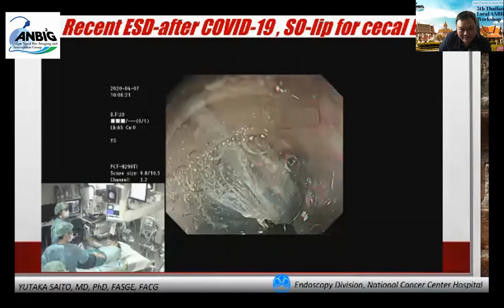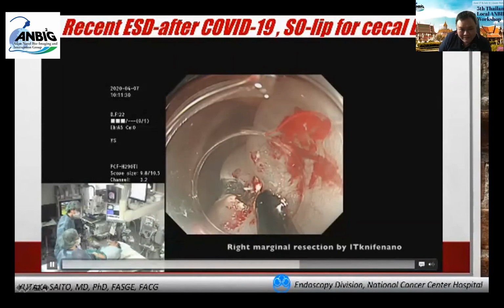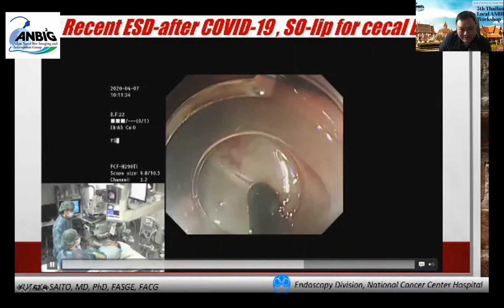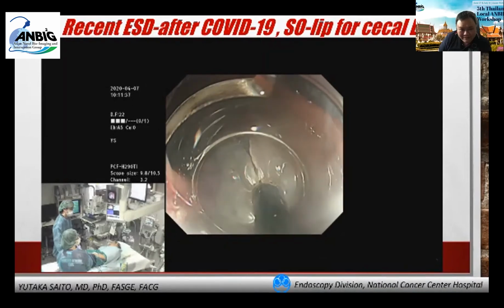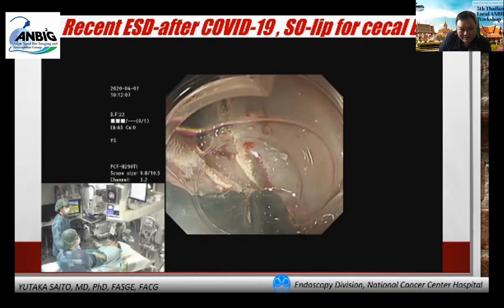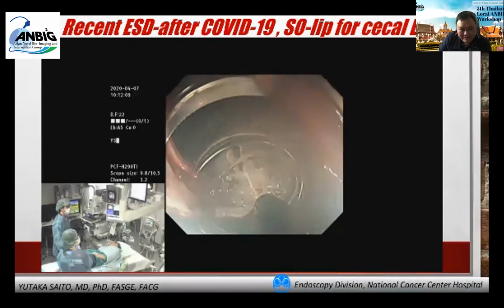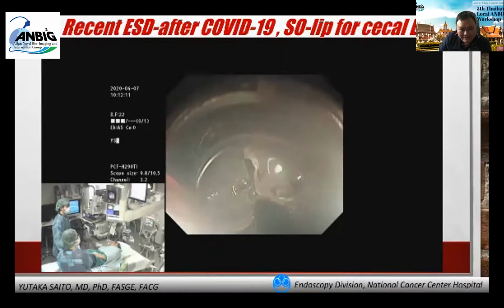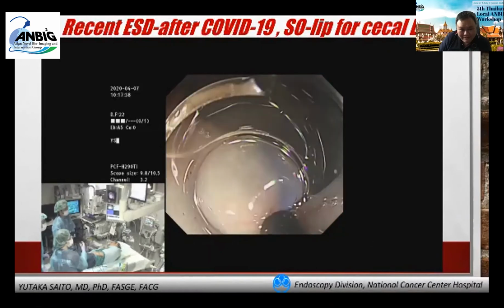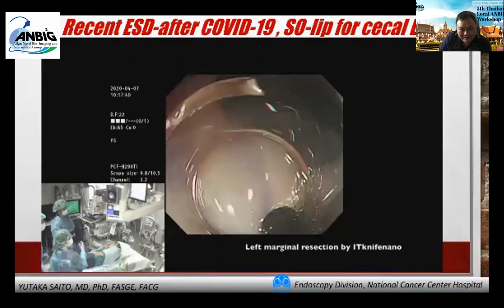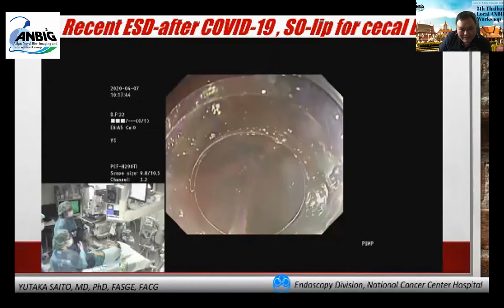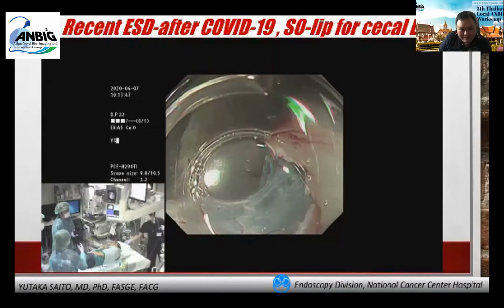Even during the ESD, sometimes we ask the patient to use surgical masks. And now the marginal resection of the lateral side is also performed by IT knife nano. The left marginal resection by IT nano. The longitudinal cutting is really easy and effective with the nano.